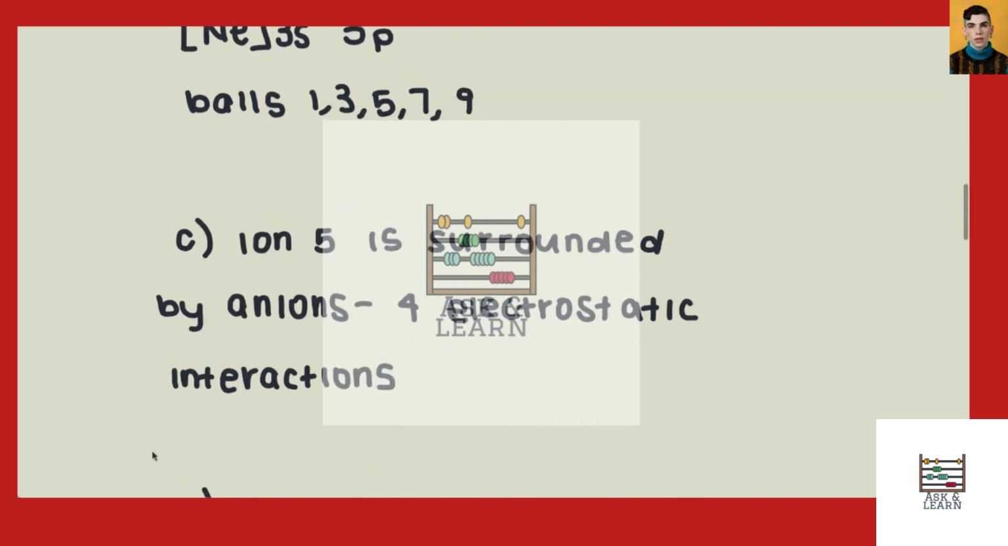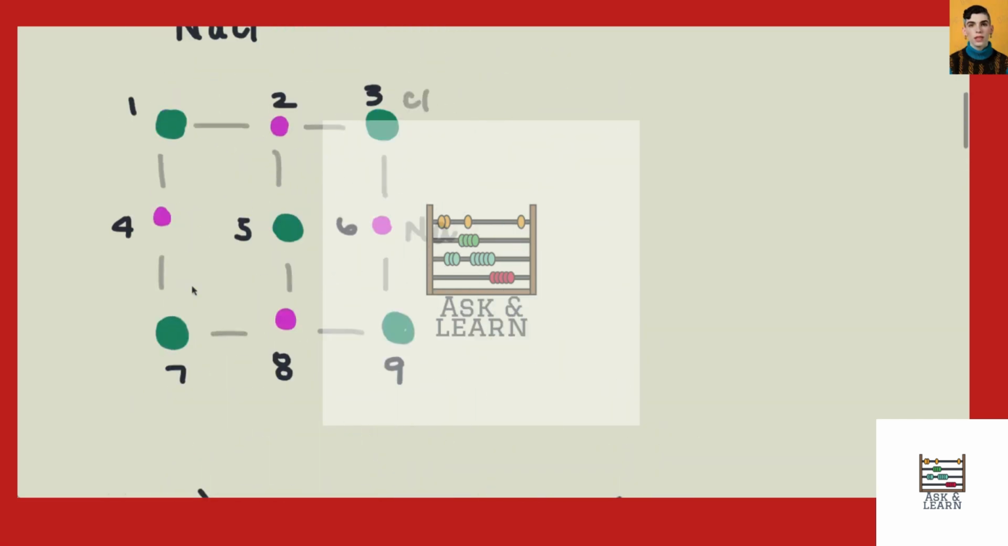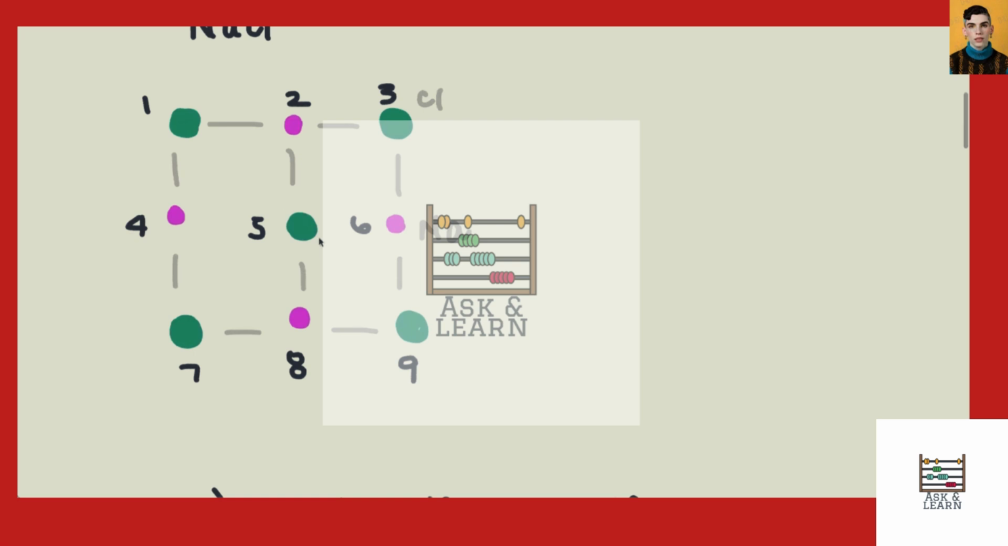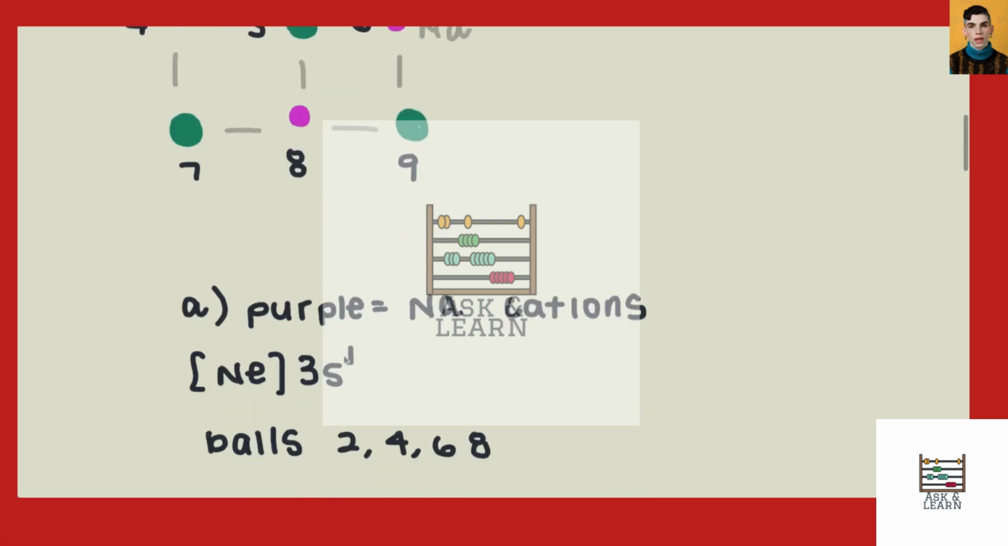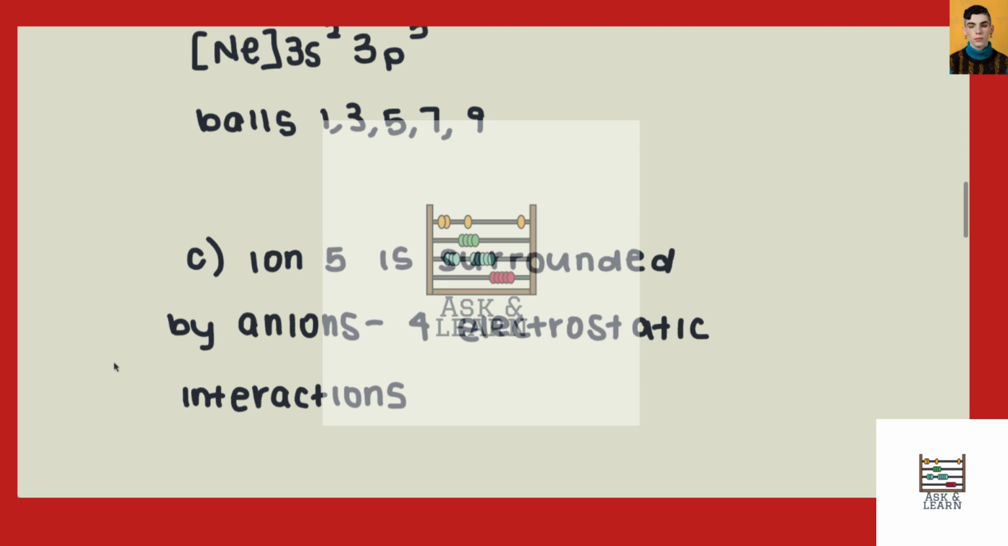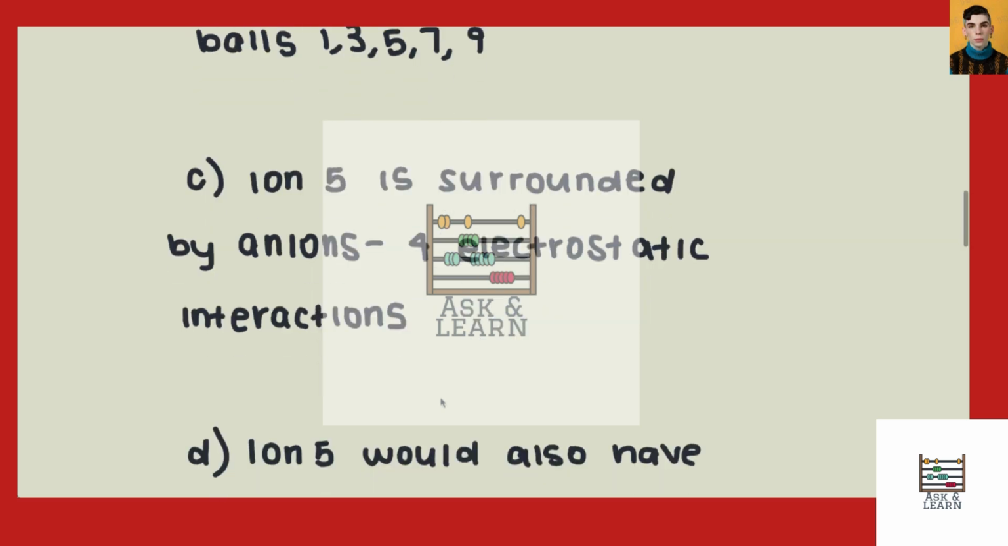So now we have to understand the interactions around ion 5. So let's scroll back up and see ion 5. This is ion 5, our central ion. So what we'd see is that ion 5 is surrounded by 4 anions. So ion 5 would experience 4 electrostatic interactions. Now, if you don't know what electrostatic means, all this means is the interactions between the electrons of the central ion, ion 5, and the anions surrounding it.